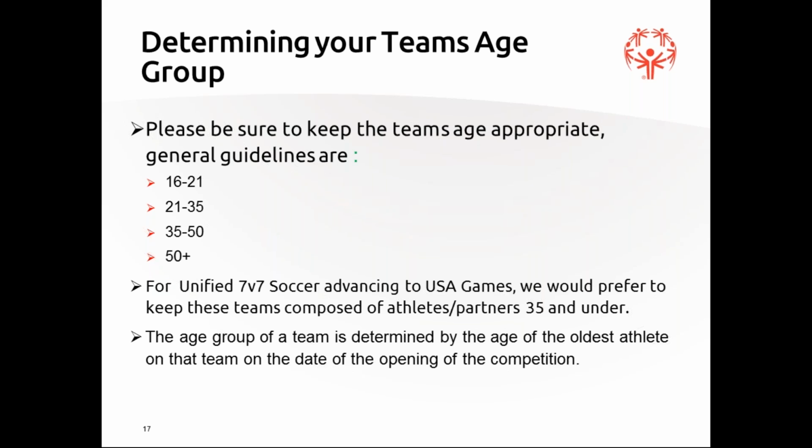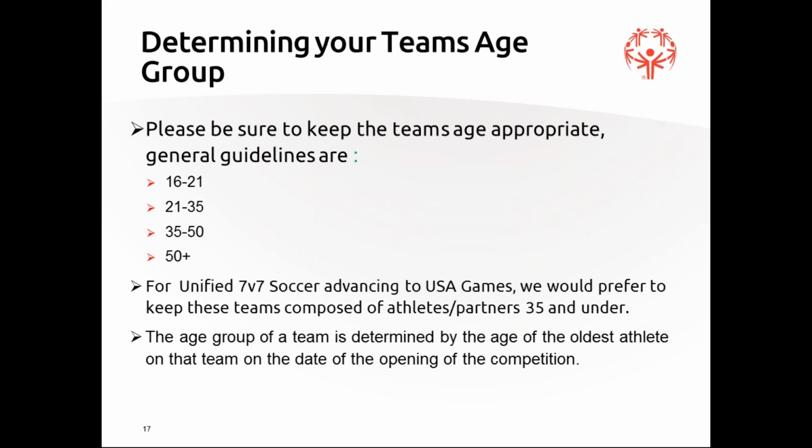Determining your team's age grouping, be sure to keep in mind the appropriate guidelines. Our teams should run from 16 to 21 in ages, 21 to 35, 35 to 50, and then 50 plus. If you are looking to have a unified team advancing to World Games, we would prefer to keep those teams composed of athletes and partners who are 35 and under. And remember, when you're age grouping your team, your age group is determined by the oldest athlete on the team at the date of the opening of the competition.